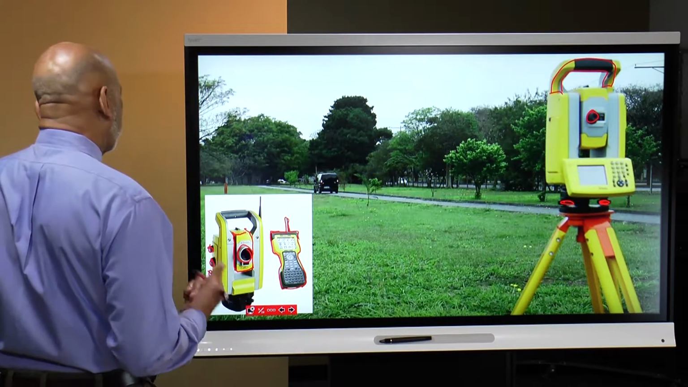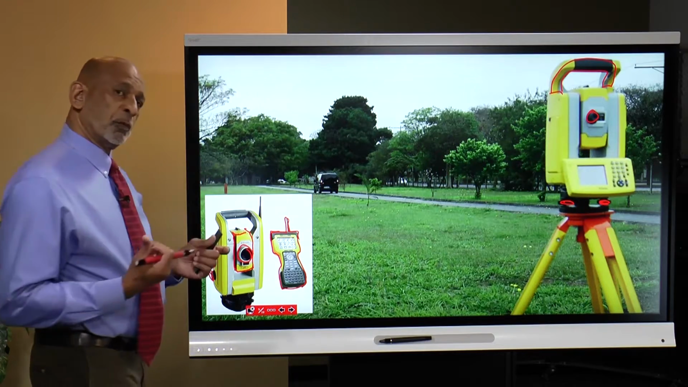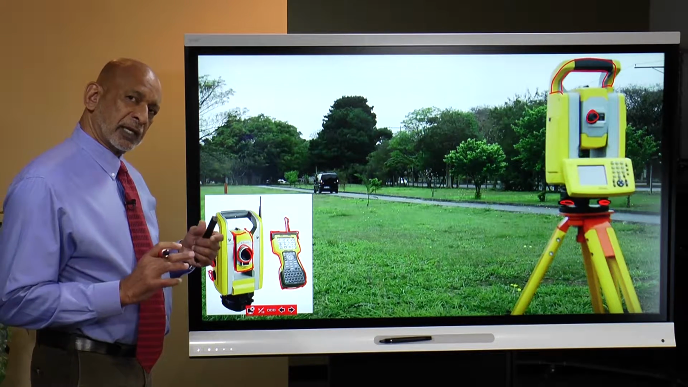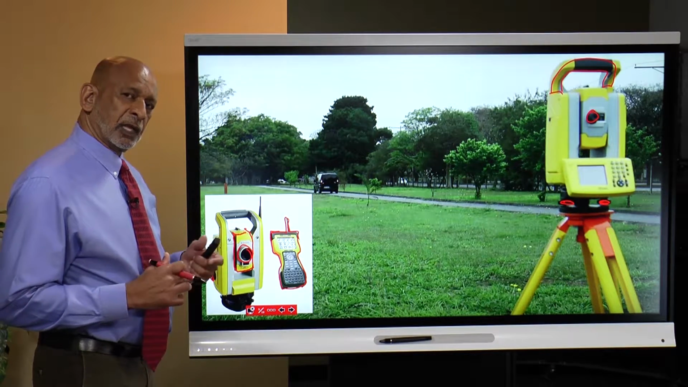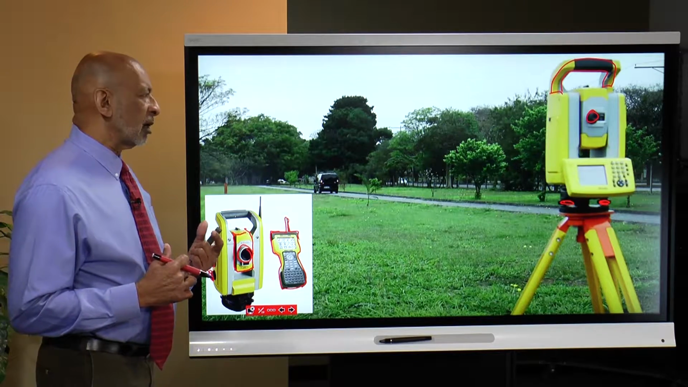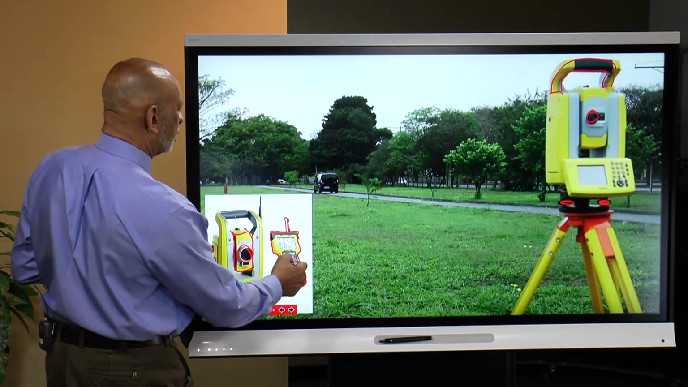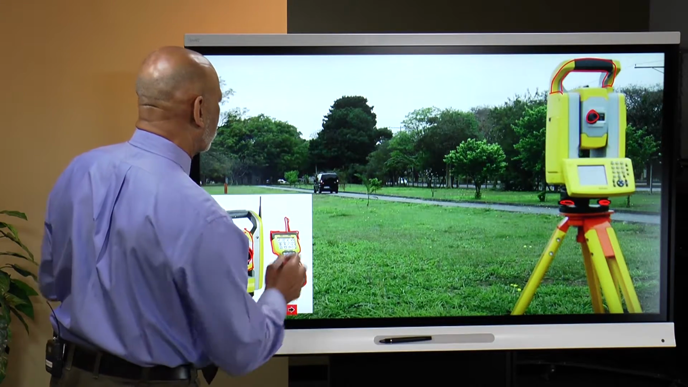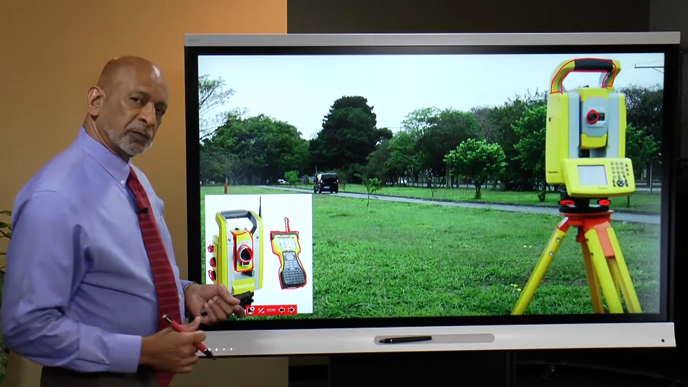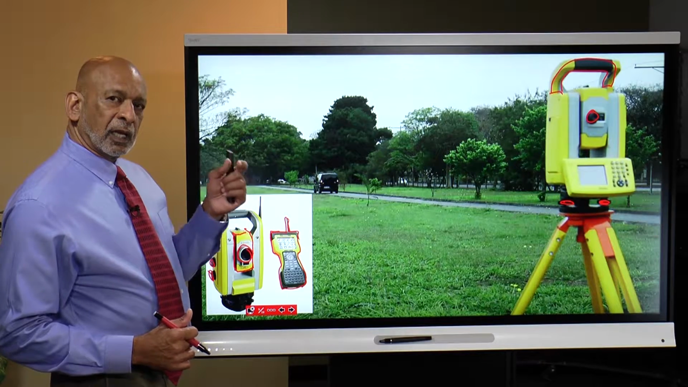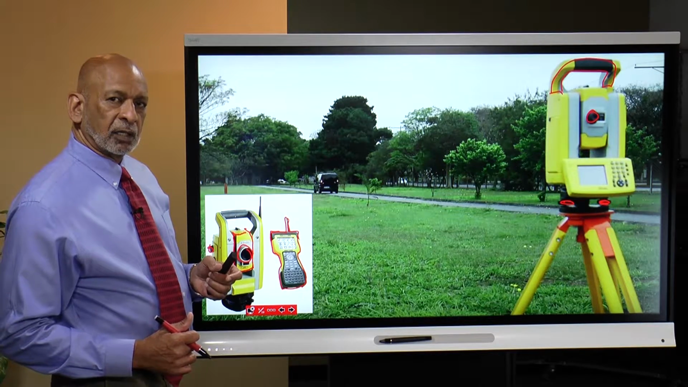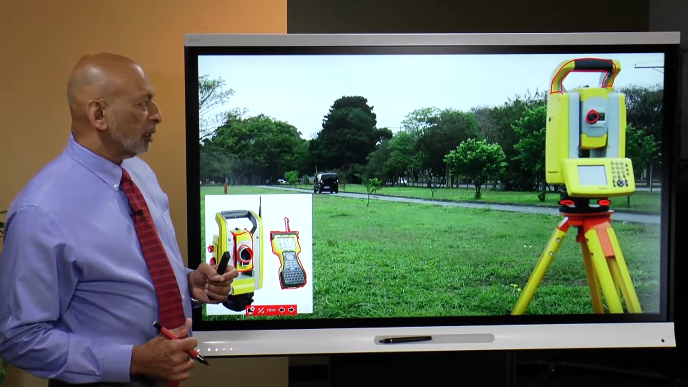And in this particular instrument, it's also motorized, so you don't even have to touch it. It actually turns itself and can be used to sight the target. Some of these have cameras built into them so that on the display of your field controller you can actually see what is being observed and actually align the crosshairs on the target without actually looking through the telescope.